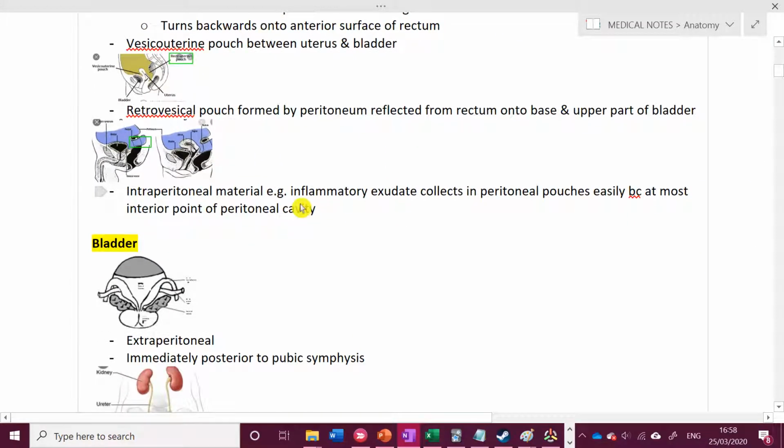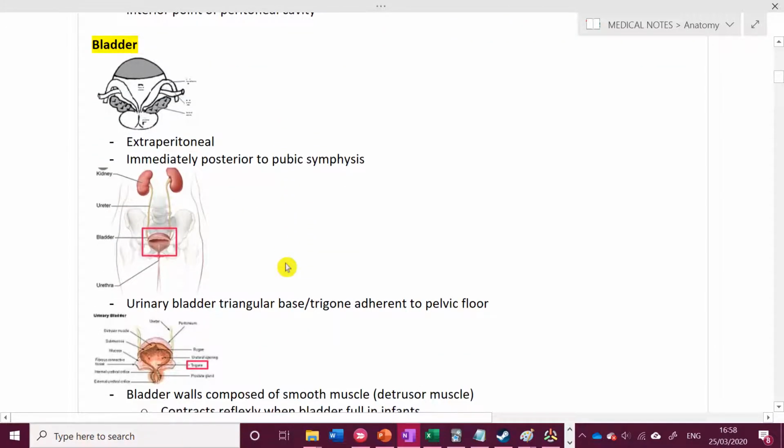So this can be a problem because intraperitoneal material like inflammatory exudate collects in the peritoneal pouches easily, so it's prone to infection. Also, it's at the most inferior point of the peritoneal cavity, so stuff from above can collect in these spaces, which is important clinically.